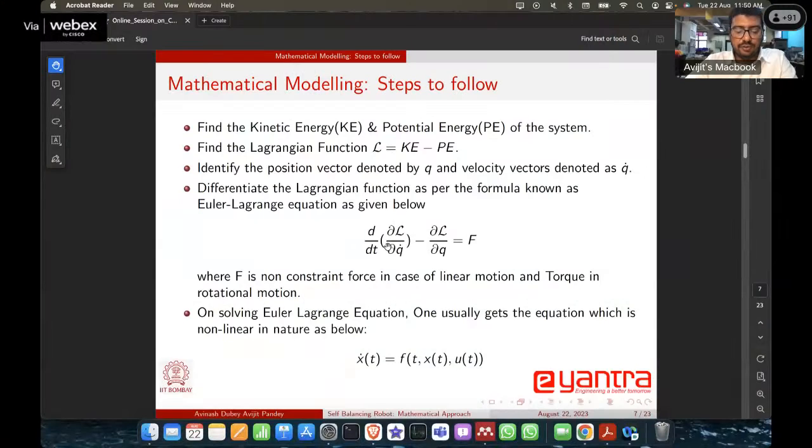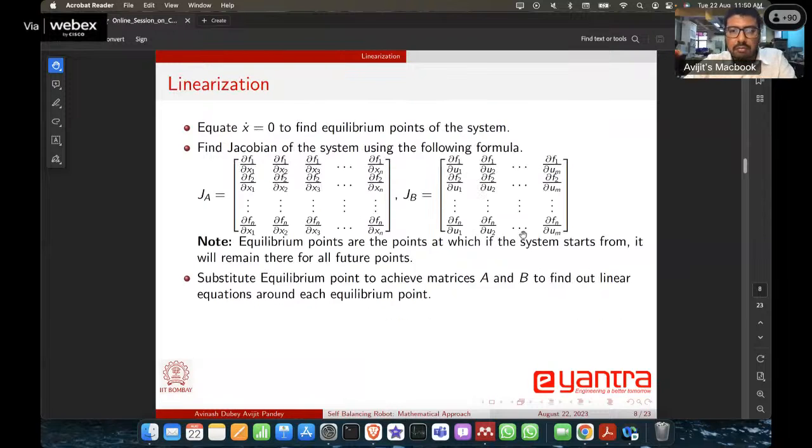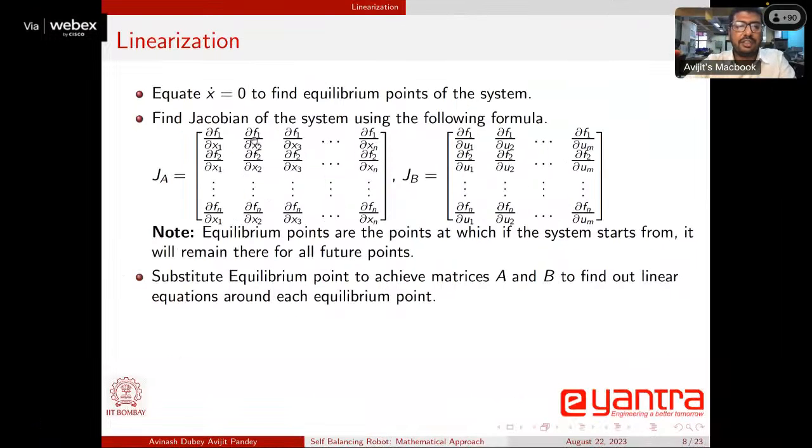So what we did so far, we took the kinetic energy and potential energy of the system, calculated the Lagrangian function, calculated the Euler-Lagrange equation. Then we tried to calculate the equilibrium point by putting x dot equal to 0. That means the rate of change of state is equal to 0. And after that, we linearize the whole thing around the equilibrium point.